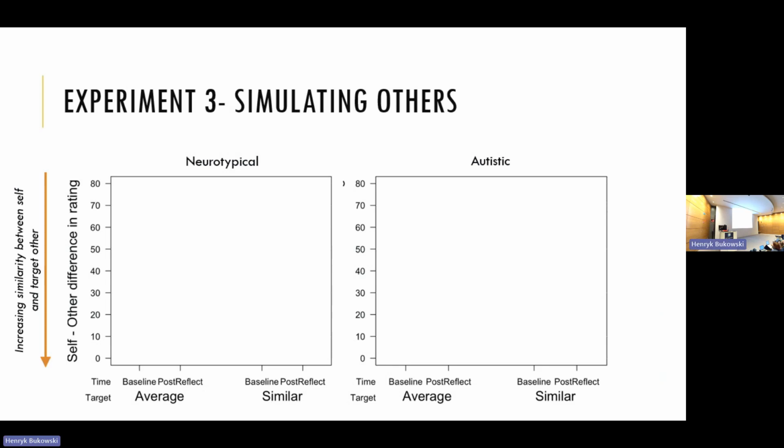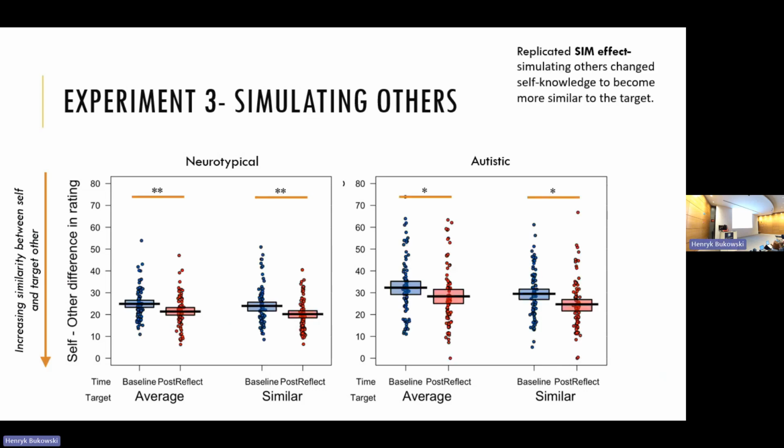Okay, so again, just to explain the plotting of the data, it's exactly the same. Smaller scores mean that there is a greater simulation after thinking about other people. And so plotting separately on the left for neurotypical and on the right there, autistic. Okay, so what we found is firstly a robust replication of that simulation-induced malleability effect, whereby there's an effect of time where people felt more similar to this other person after they had simulated them than they did before.